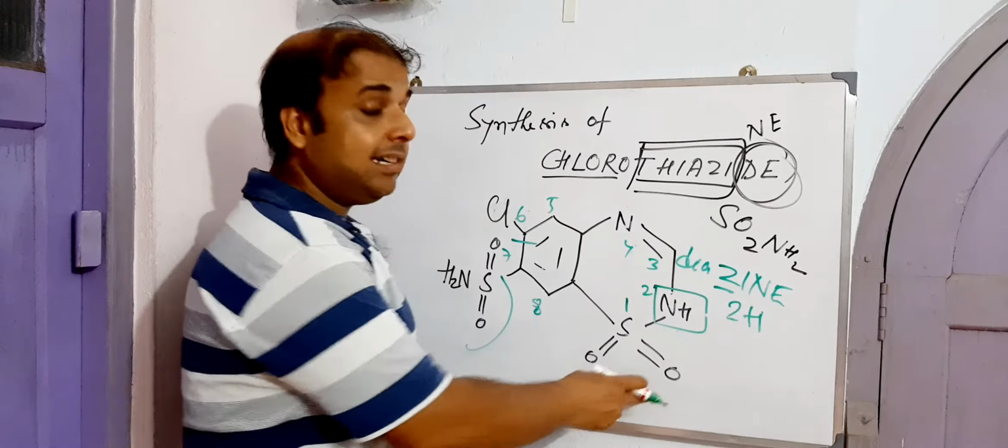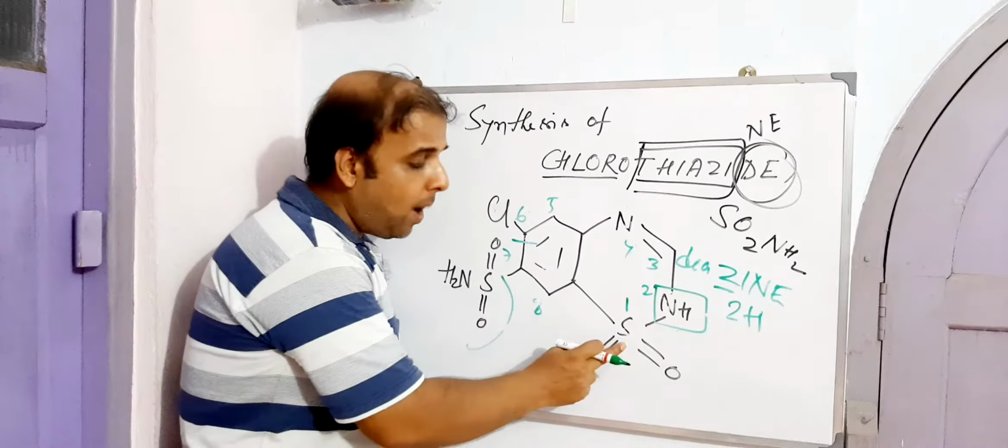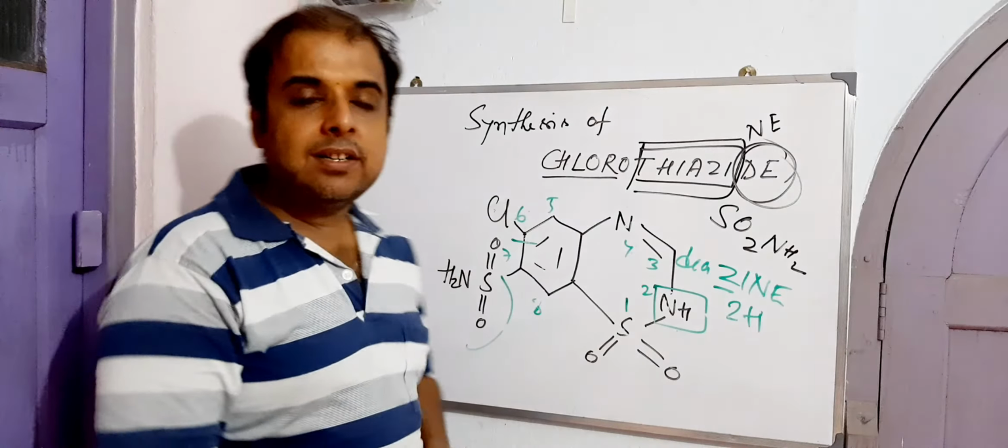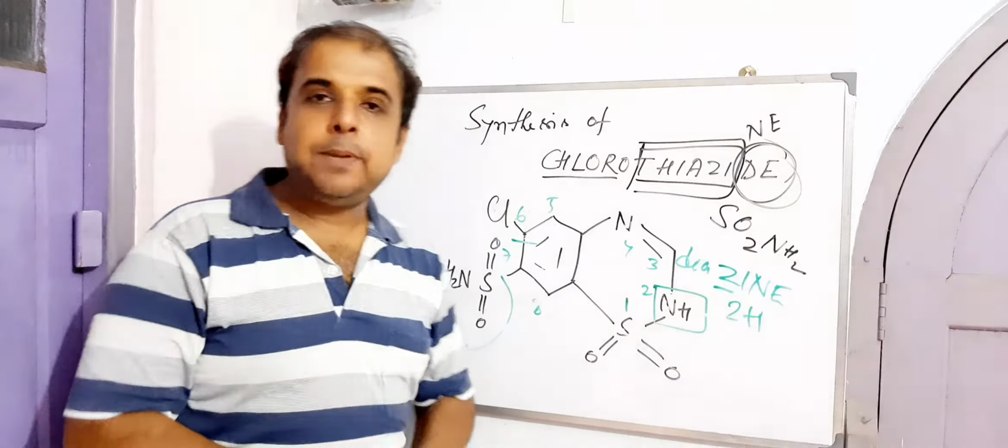So if we assemble them all together, we start with 6-chloro, then 2H-benzo-1,2,4-thiadiazine, 7-sulfonamide, 1,1-dioxide. With that we are done with the IUPAC name of chlorothiazide. Now let us see how this can be synthesized.